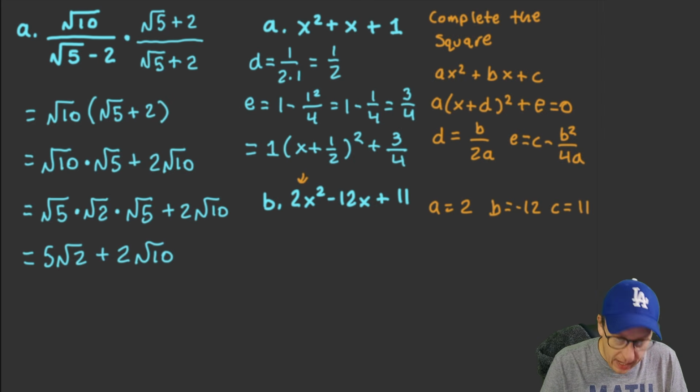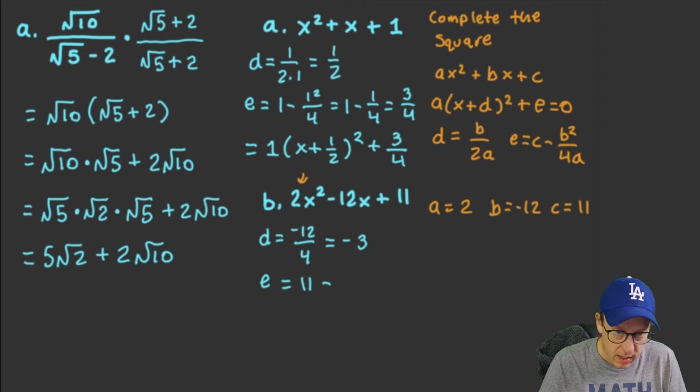Okay, so if we know this, then d is equal to, again, we're utilizing the rule that I just showed you above, negative 12 over 2 times 2, which is equal to negative 3. And e is equal to 11 minus negative 12 squared over 4 times 2, which is 144 over 8, which is 11 minus 18, which is equal to negative 7. Okay? And then that means that our final answer is going to be 2(x minus 3) squared minus 7.